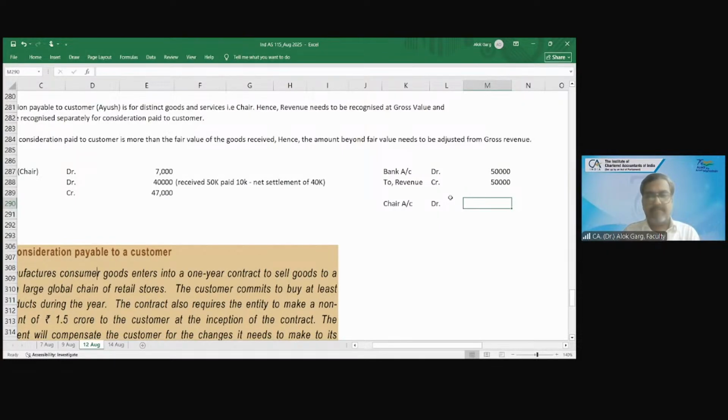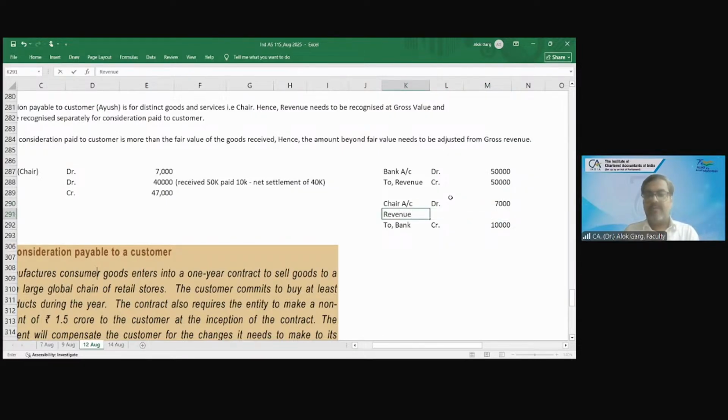At 7,000 only. But what is the amount we have paid to the bank? हमने पे कितना किया? 10,000. Now the chair account has to be debited by 7,000. So where will the differential go as per the standard?